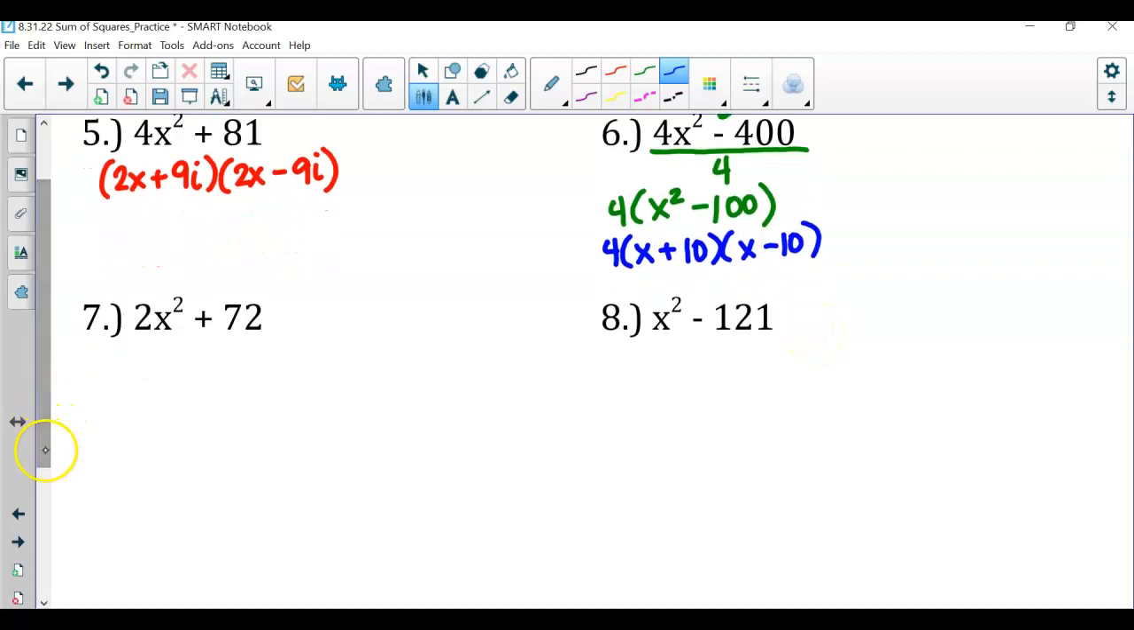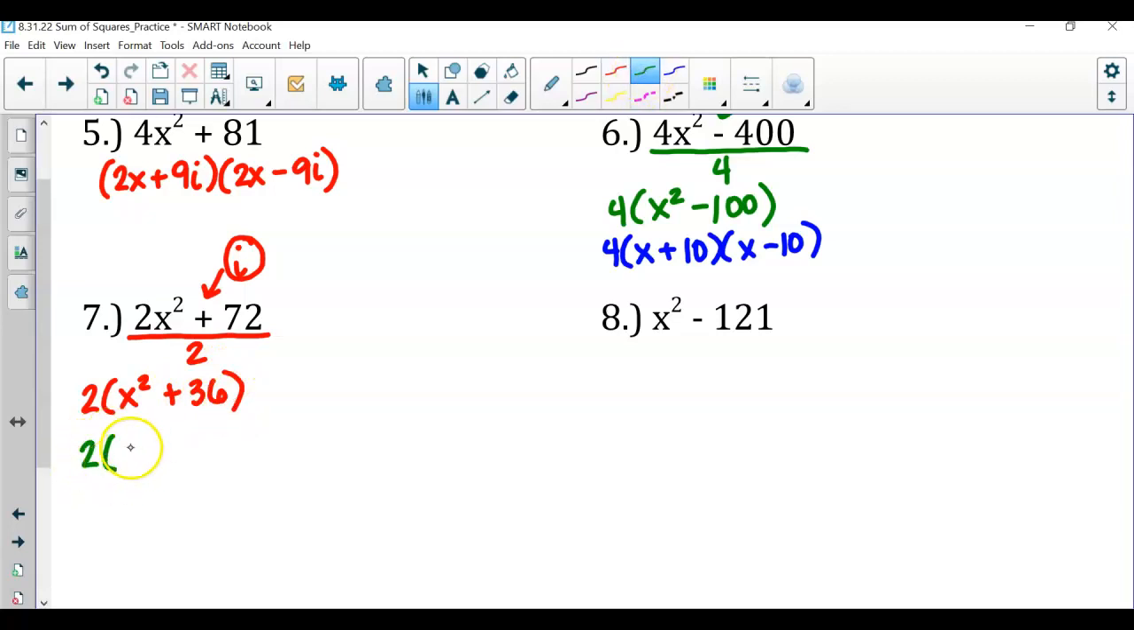Then number 7, you are back to a sum. You're going to be factoring the sum of two perfect squares, so we do need i again in the factored form. There was also a GCF of 2 that you needed to factor out. So 2 times x squared plus 36. Now we can continue our factoring. So 2 times x plus the square root of 36, which is 6, but don't forget i, because this is the sum of two perfect squares, so we need two complex numbers, times x minus 6i.